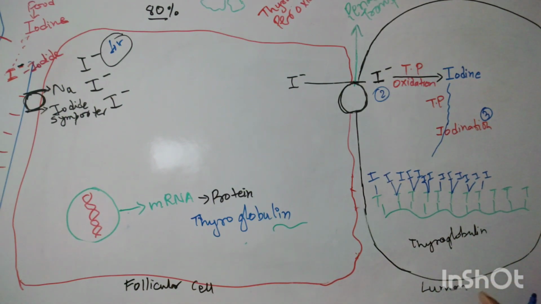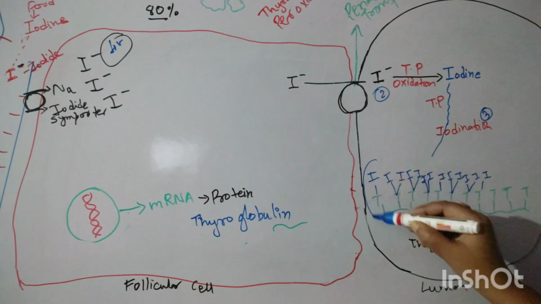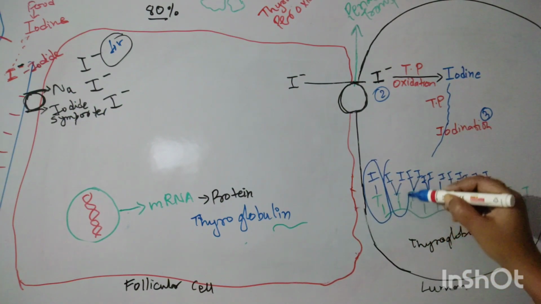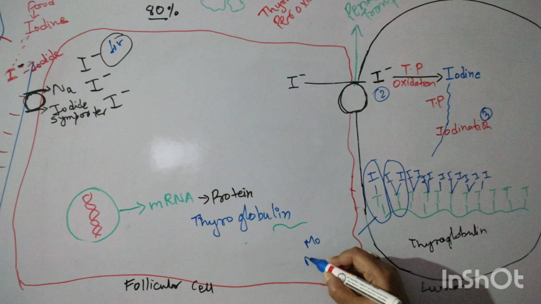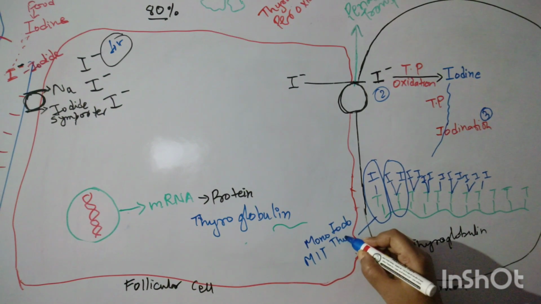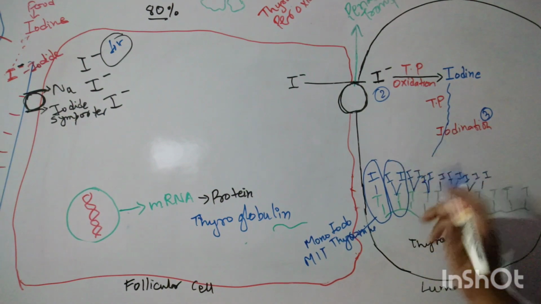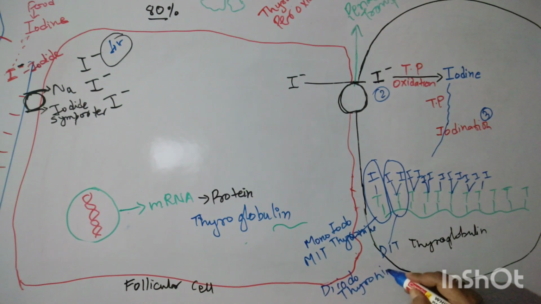Iodine is formed here. Now there will be coupling. So what happens? This tyrosine and this iodine form monoiodotyrosine, called MIT. And this has two iodine, so it will be called DIT, diiodotyrosine. Thyronine, tyrosine, whatever you call it.